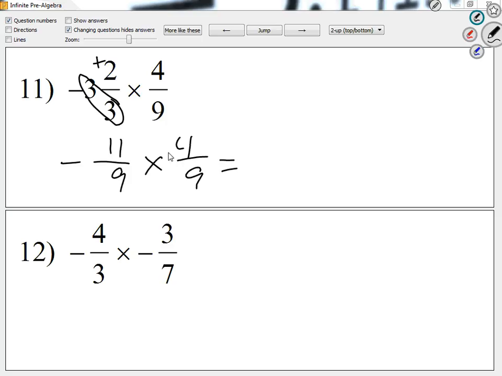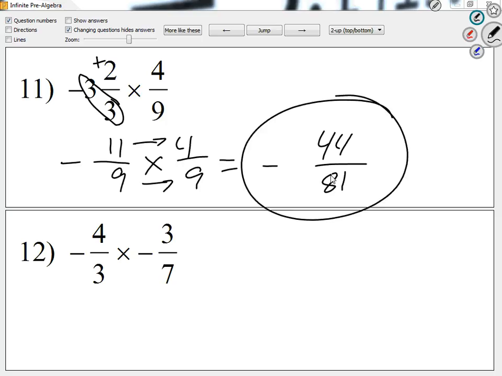Simplify if you can. Remember, you have to choose a number from the top, a number from the bottom. We cannot. I see a negative sign, so my answer would have a negative sign. And then I'm just going to multiply straight across. 11 times 4, 9 times 9.